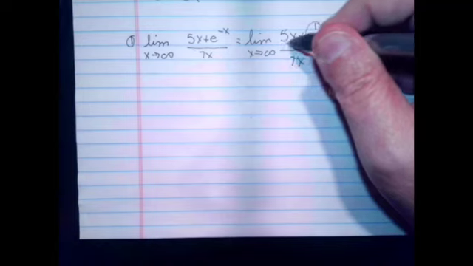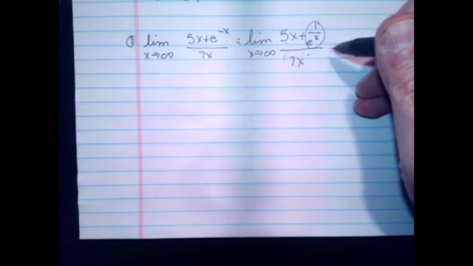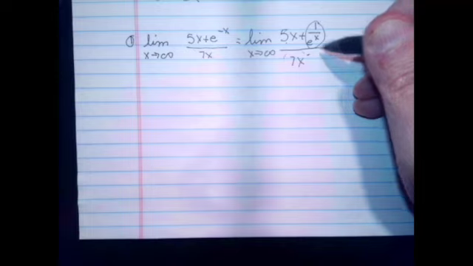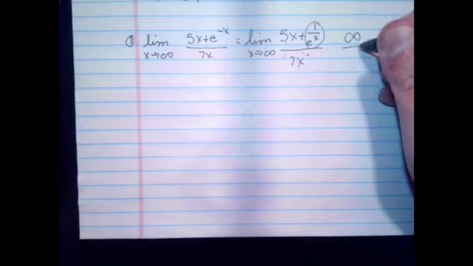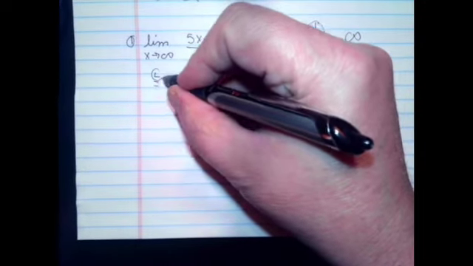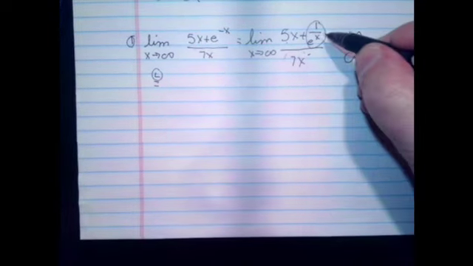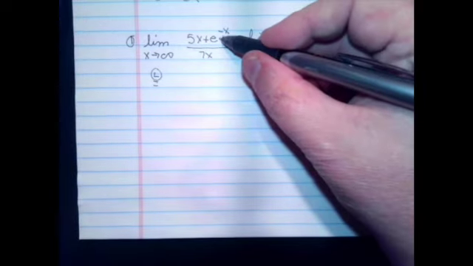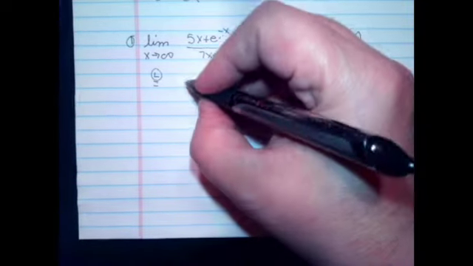Now this term is tending to infinity, and this term is tending to infinity. So we've got the form infinity over infinity. That's going to allow us to use L'Hopital's rule, which I'm indicating here with that L. Now I'm going to return to this form because that's going to be easier to differentiate.